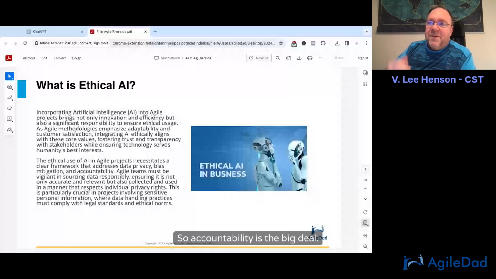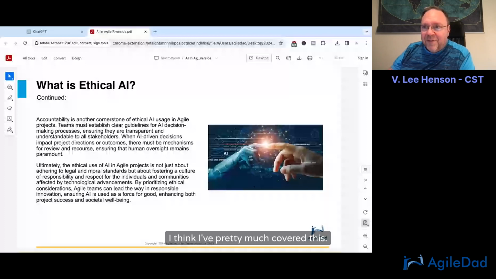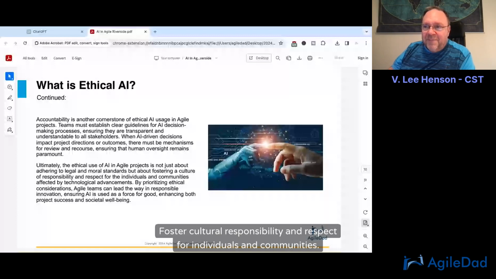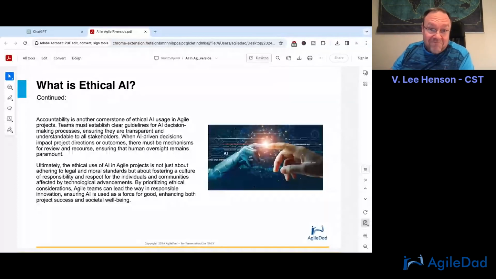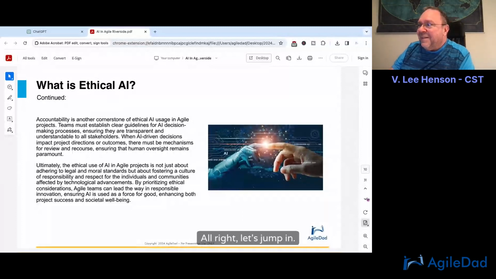So accountability is the big deal, and ethical use of AI is the big deal. I think I've pretty much covered this. Adhere to your legal and moral standards. If you're not sure, don't do it. Foster a culture of responsibility and respect for individuals and communities. If you do that, you're going to be good to go. Okay, that was easy. All right, let's jump in.